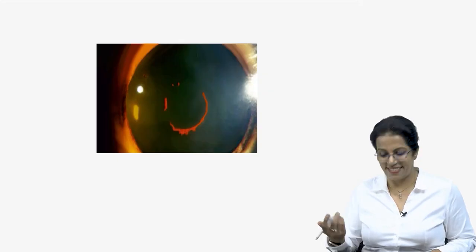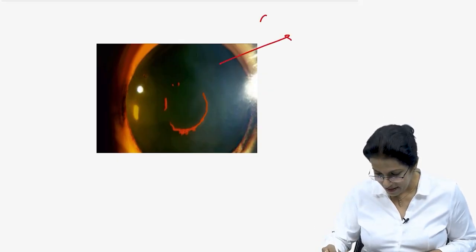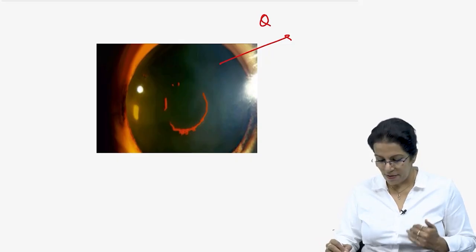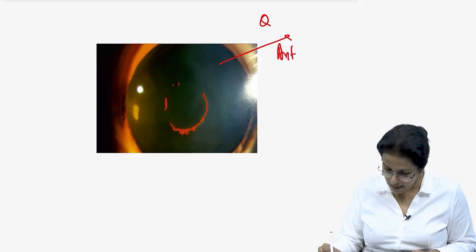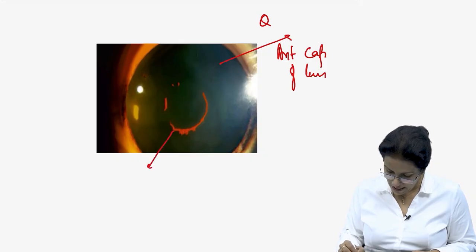Okay, next, what is this? So we see an imprint of iris on where? What is the anteriormost part of the lens? Anterior capsule. So this is asked. Vossius ring is what? Imprint of iris pigments. Where? On the anterior capsule of the lens. Okay, so this is what you're looking at as Vossius ring, right?